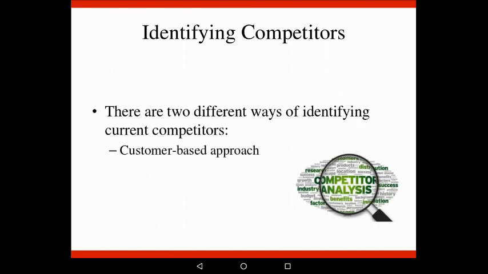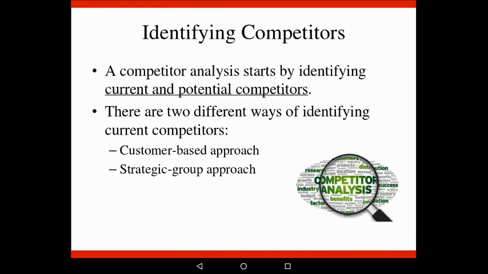Okay, there are two different ways of identifying current competitors. The one is called the customer-based approach. The other is called the strategic group approach. Those are the two ways in which you can identify competitors. And you start your analysis by identifying current and potential competitors. Not just those that you're competing with now, but even those that could be competitors in the future.